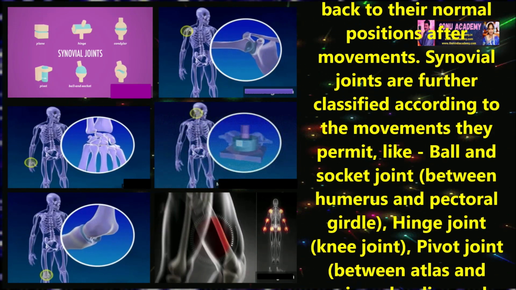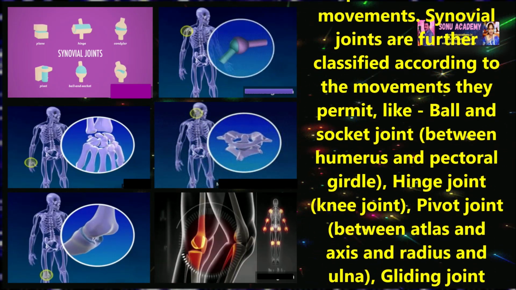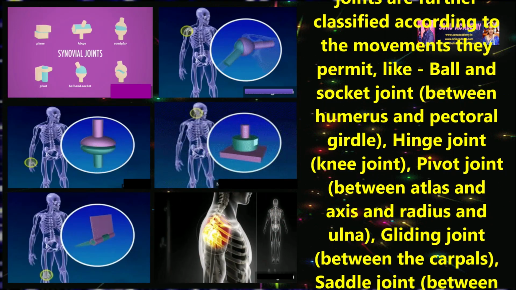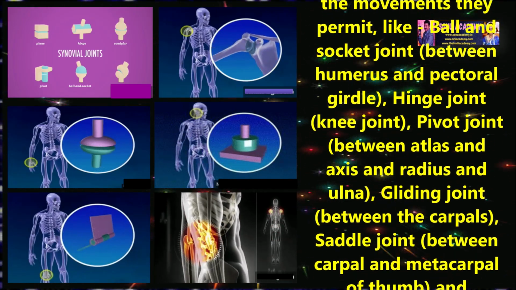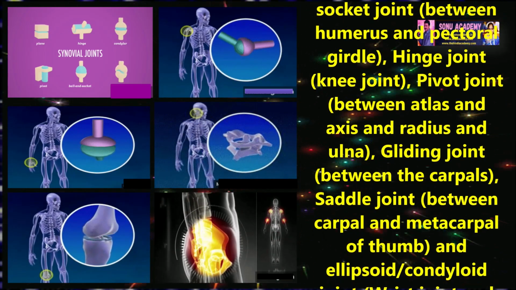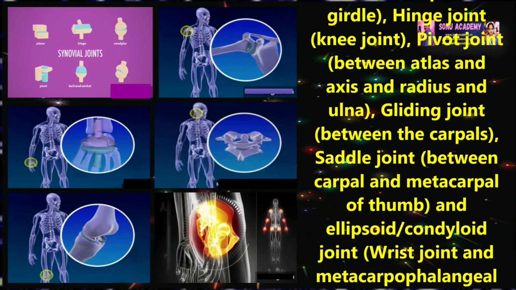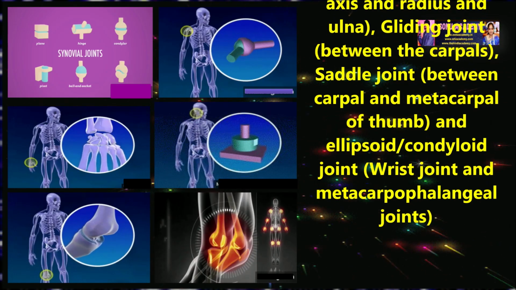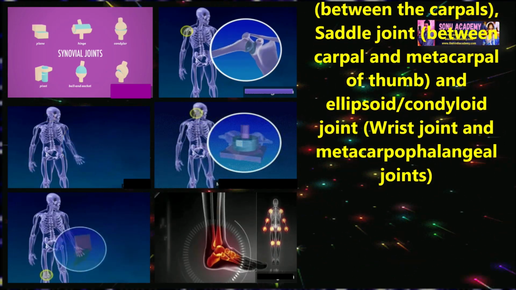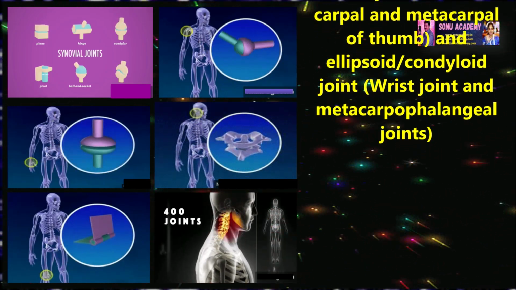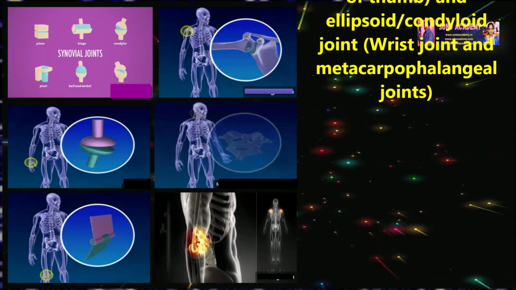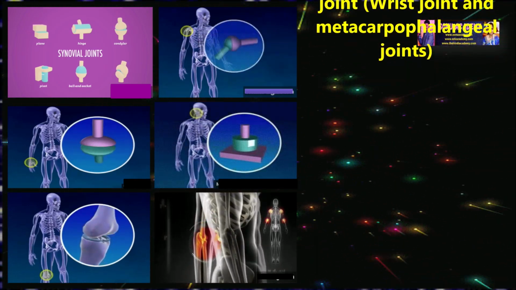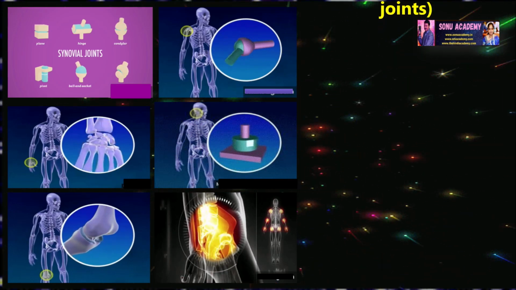Synovial joints are further classified according to the movement they permit: ball and socket joint; hinge joint, which is also called the knee joint; pivotal joint, which is present between atlas and axis and between radius and ulna; gliding joint between the carpals; saddle joint between the carpal and metacarpal of the thumb; condyloid joint, the wrist joint; and metacarpophalangeal joints.